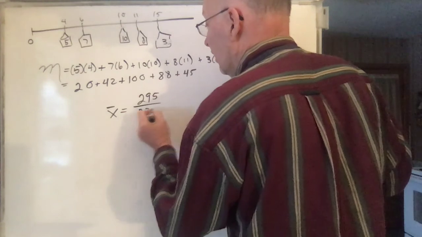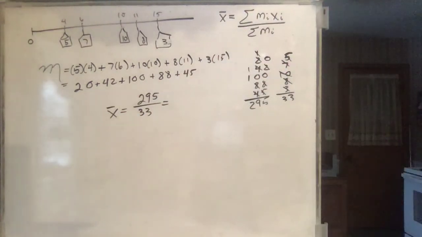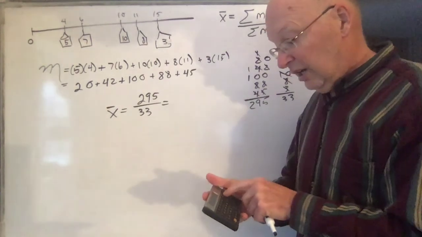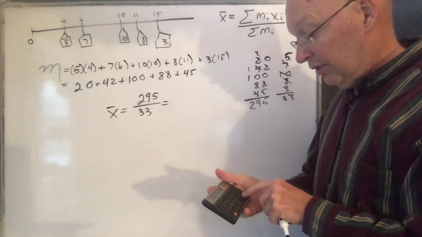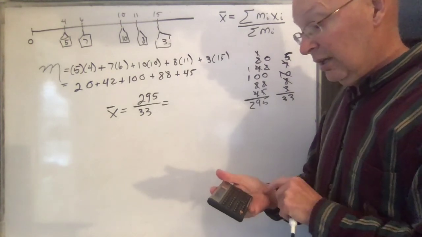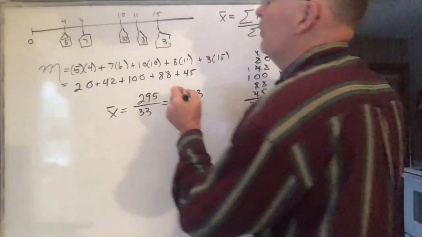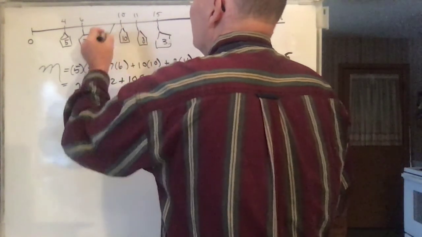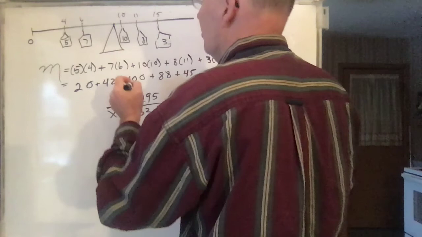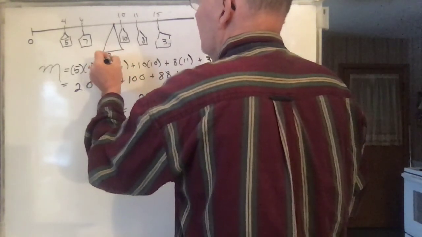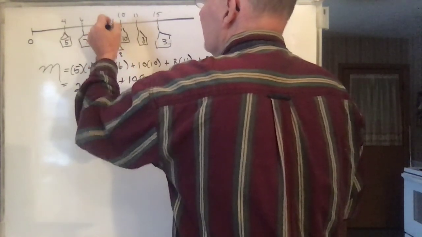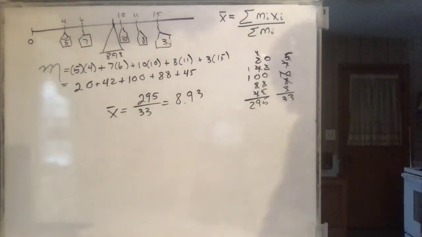33. So let me get a calculator for this. I've got one over here. Here we go. 295 divided by 33, and you get 8.93. So if you were to want to balance it, you'd balance it right about there someplace. Around 8.93 is the spot. Okay? So that's the whole idea.